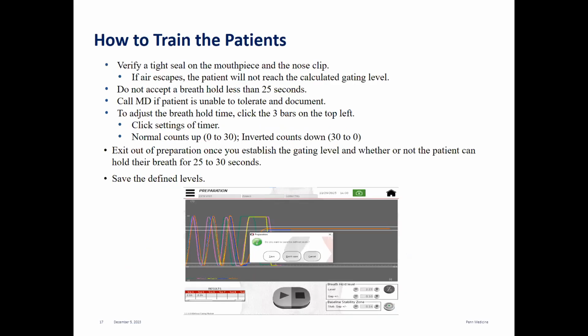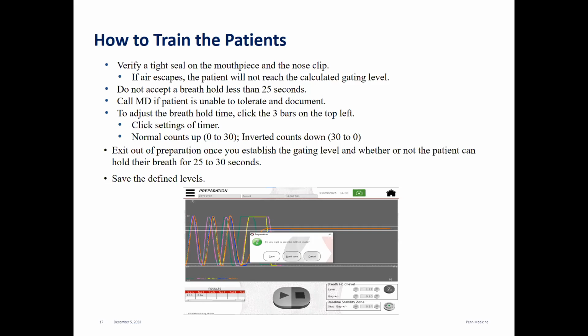If the patient is having issues getting up into the green bar, you want to make sure that they're keeping that tight seal around the mouthpiece. You also want to make sure that the nose clip isn't slipping off their nose, because if air is escaping, they're not going to be able to reach that calculated gating level. You're not going to want to accept a breath hold less than 25 seconds, mostly because it takes at least 22 seconds typically to get through the CAT scan. And if they're not able to hold for that 25 seconds, they're going to have to do more breath holds on treatment. It's going to cause their treatment to be a lot longer, and the patient does tend to get fatigued.